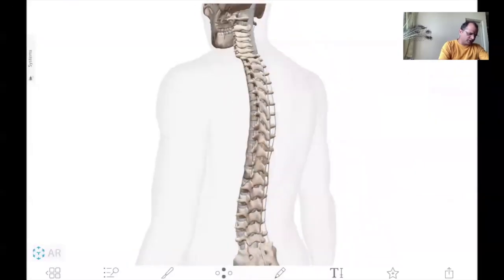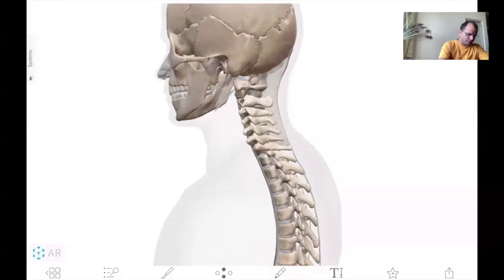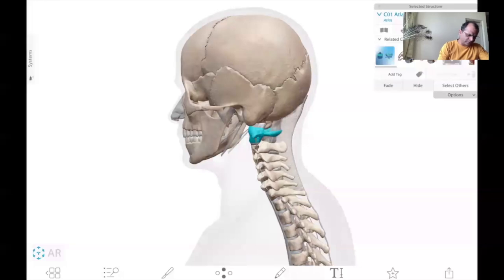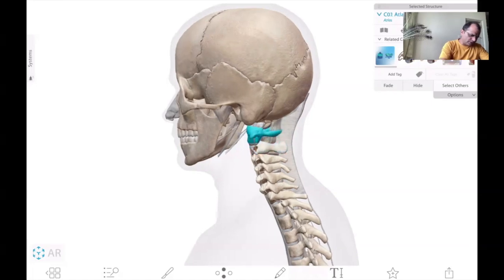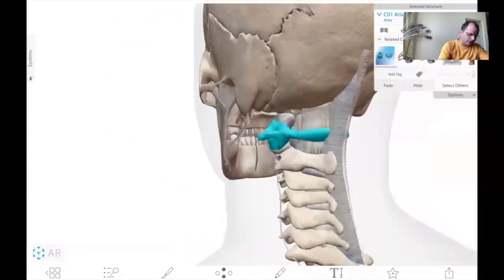In the cervical spine, we can see the vertebra from C1 to C7. We know this is the C1 vertebra, then the C2 vertebra. In this way, we are having C1 to C7 vertebra. If we talk about the C1 vertebra, this is a C1. It is making junction with the occiput.